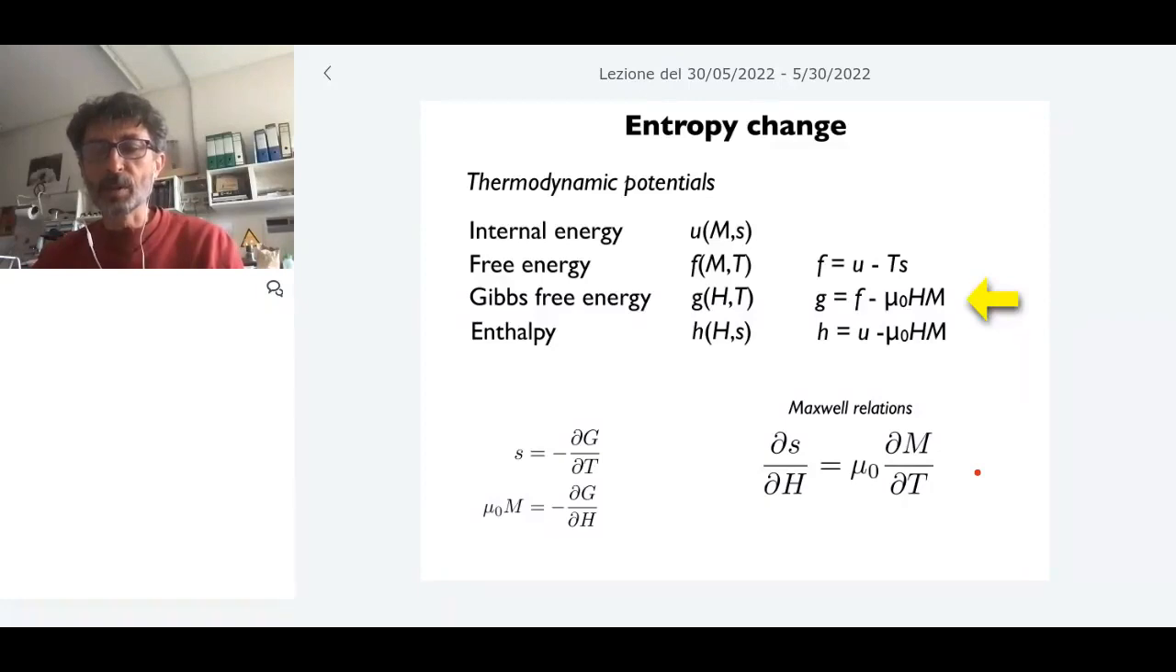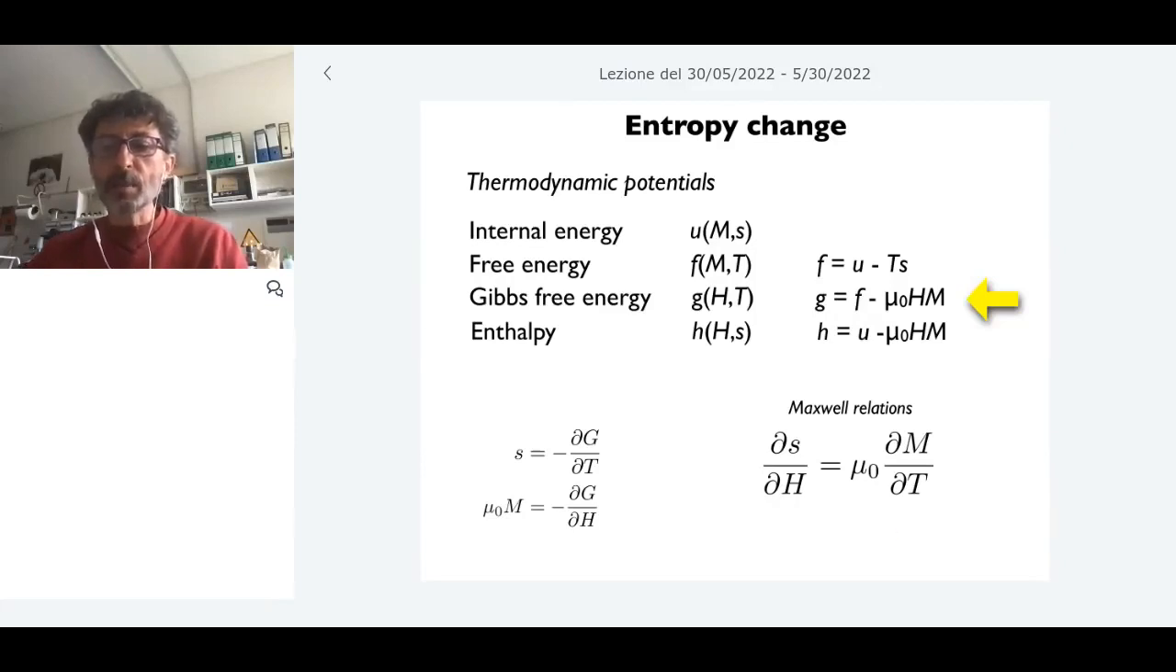magnetization with temperature. Now we understand why I said at the beginning, let's look for the magnetocaloric effect close to the Curie point. The Curie point is where the magnetization changes with temperature quite rapidly. And then it means it is also the point where the entropy changes with the magnetic field.